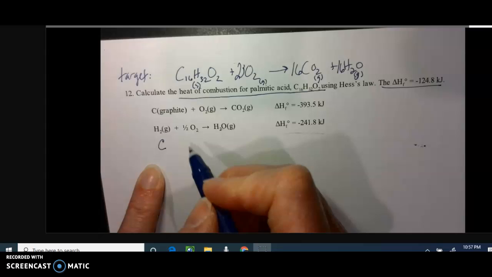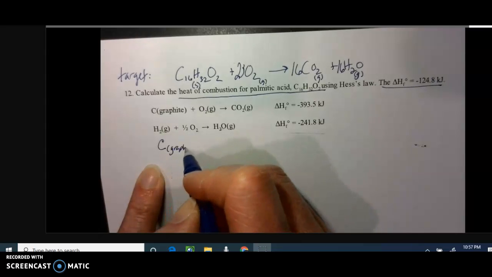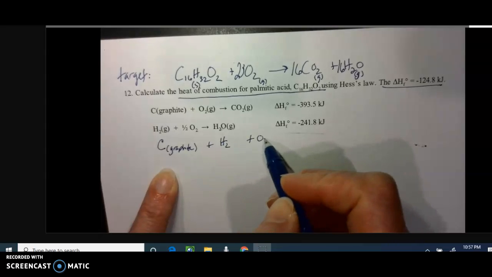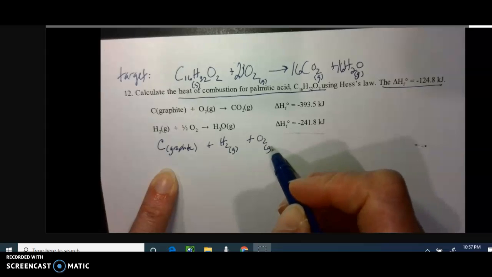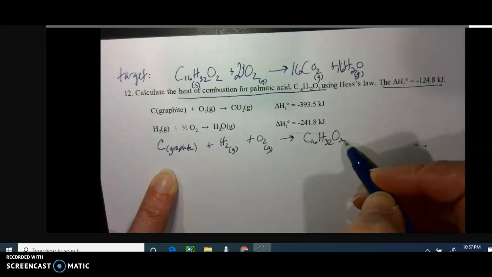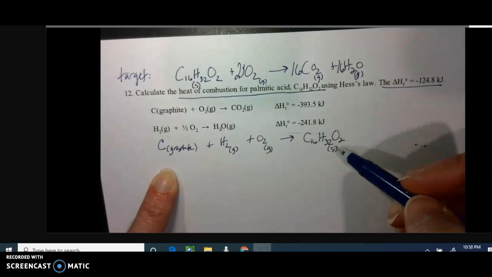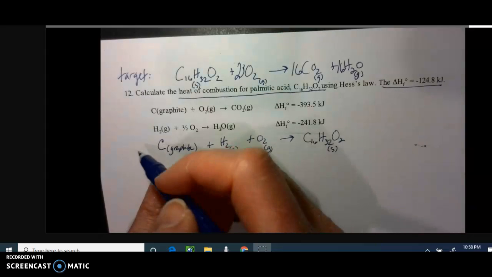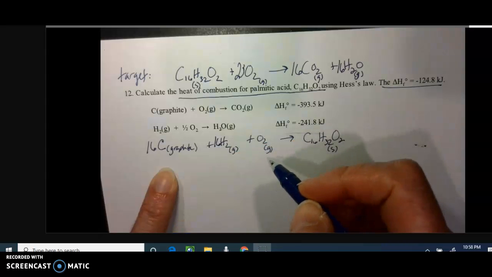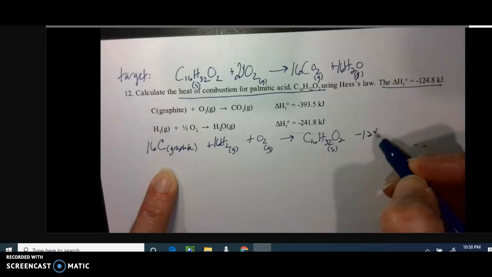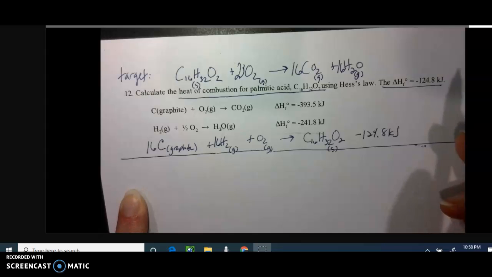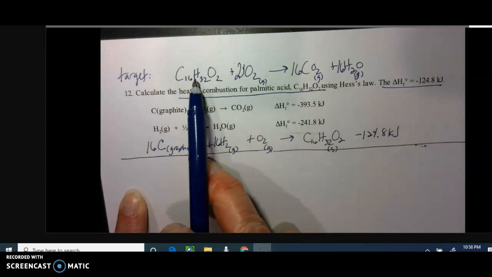Carbon, they give it as graphite as opposed to diamond, plus hydrogen, plus oxygen in their standard states, which would be gas at room temperature. And this large molecular compound is going to be a solid. So I need to balance this. I'm going to have 16 carbons, 16 hydrogens, and 1 oxygen, and 124.8 kilojoules. This is all my known information. So I'm going to use these equations to get to my target equation.